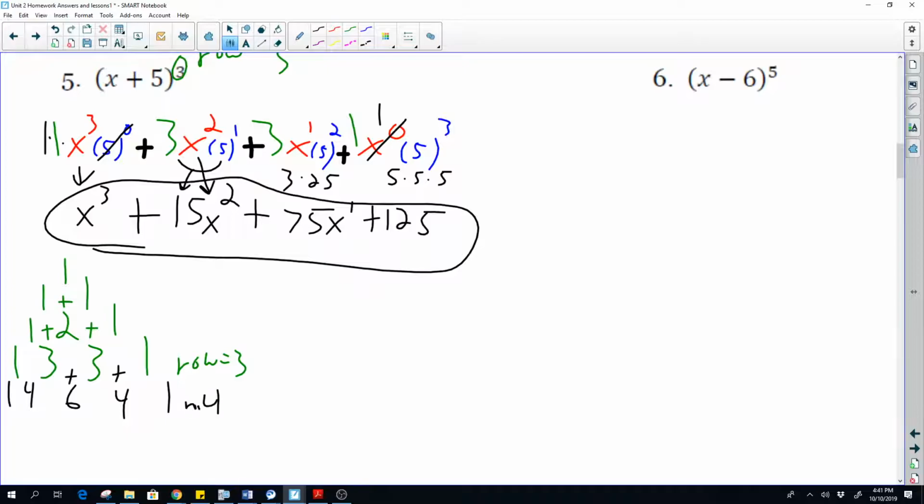Row 4, but we need row 5. That's supposed to say row 4. But we need row 5. So row 5 is another 1, but this time 1 plus 4 is 5. Then 10. 6 plus 4 is 10, 5, and 1. So we are going to be using 1, 5, 10, 10, 5, 1.